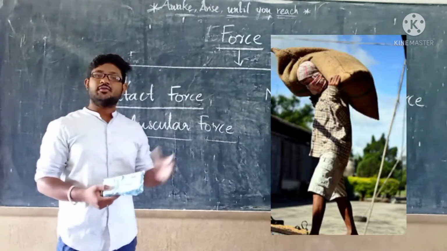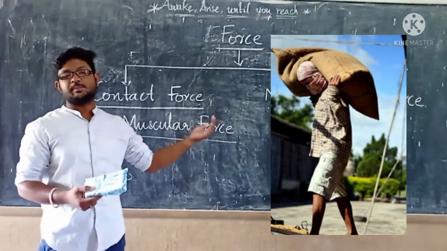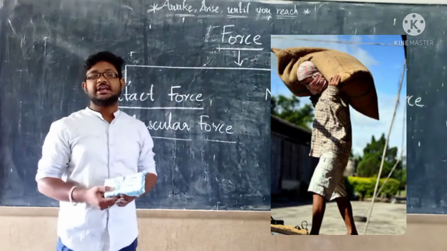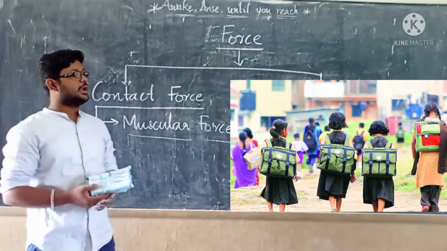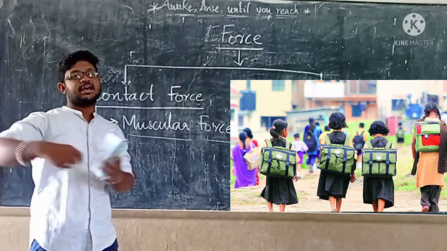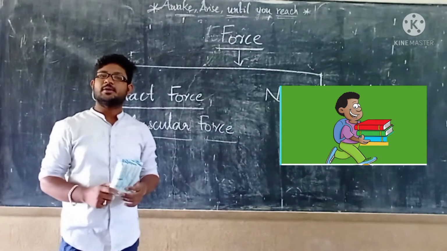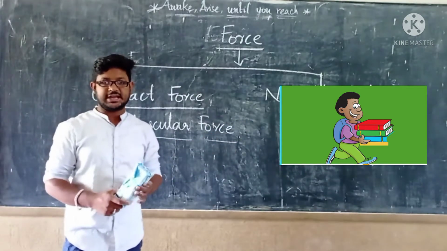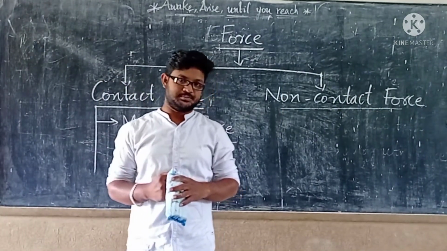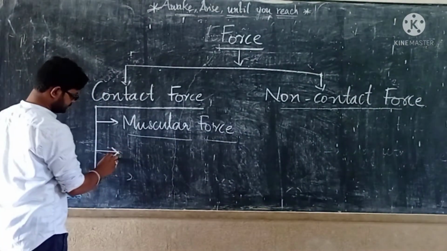Good. And then even the person who is lifting a rice bag is also using muscular force. Even the students who are going along with their school bags, they are lifting their bag and moving. Is it right? So these are a few examples of muscular force. Did you understand? So muscular force means where our muscles are used. Is it clear?